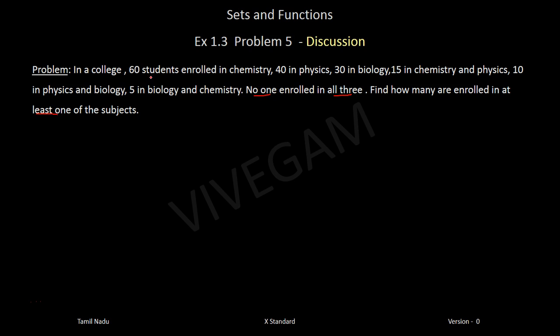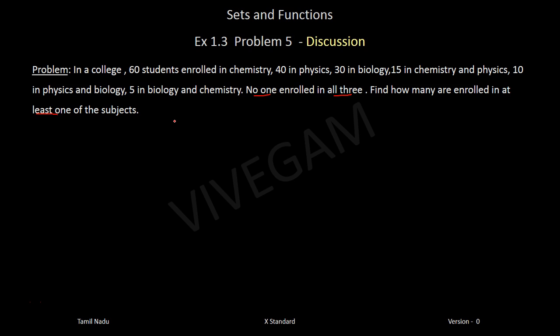So if you take C as students enrolled in chemistry, P as students enrolled in physics, B as students enrolled in biology, we will have chemistry and physics, this is C intersection P, and physics and biology, this is P intersection B. Biology and chemistry, this is B intersection C. And no one is enrolled in all three. That is P intersection C intersection B. Okay, that is 0.